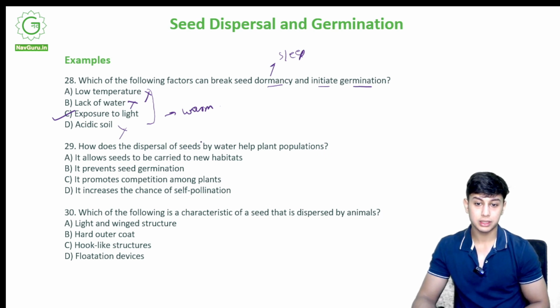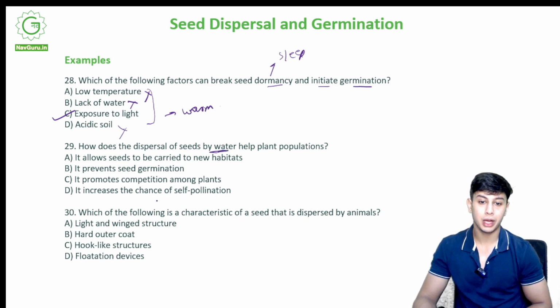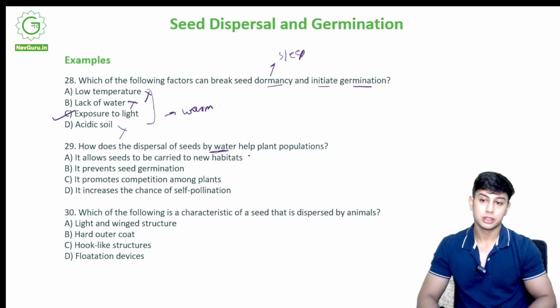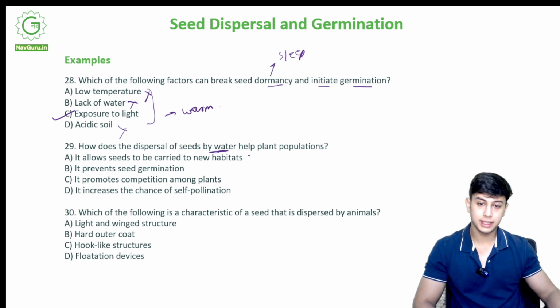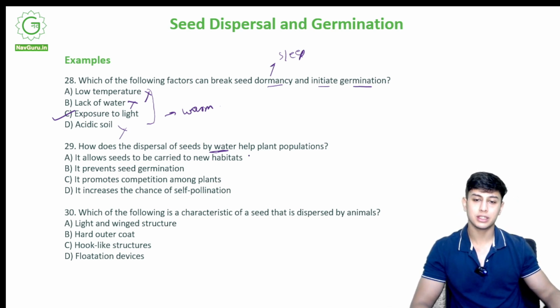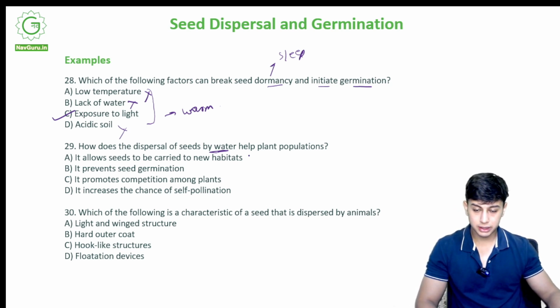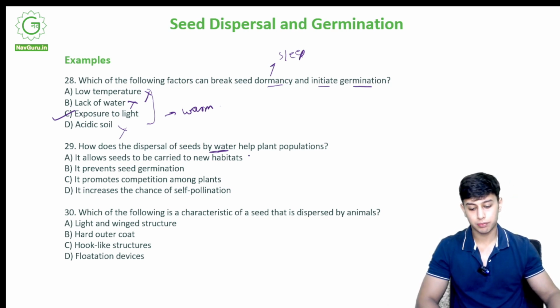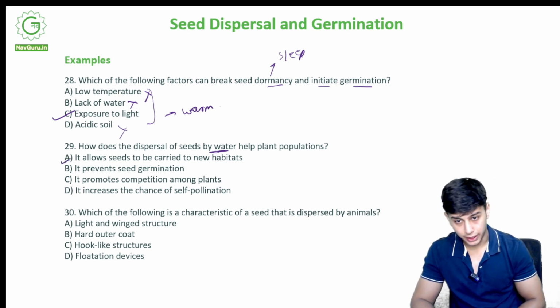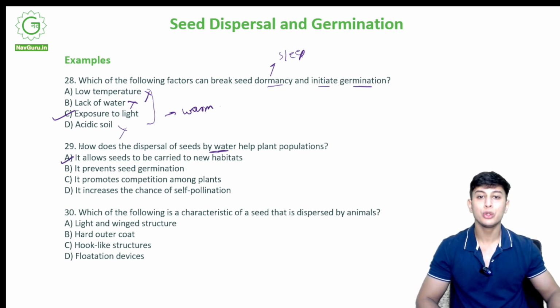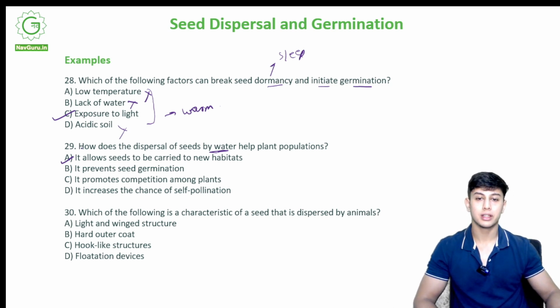How does the dispersal of seeds by water help plant populations? It allows seeds to be carried to new habitats. What does that mean? The water flows, the seed is traveling to new habitats, right? So like maybe from Delhi to a hilly region, or from a hilly region to Delhi, that sort of thing. It prevents seed germination, it promotes competition among plants, it increases the chance of self-pollination. The correct option is option A. It allows seeds to be carried to new places. Because a river is flowing, a stream is flowing, it can carry the seed to new places.